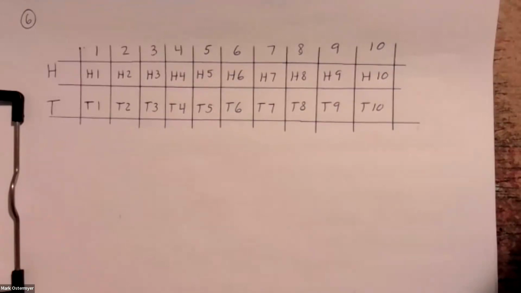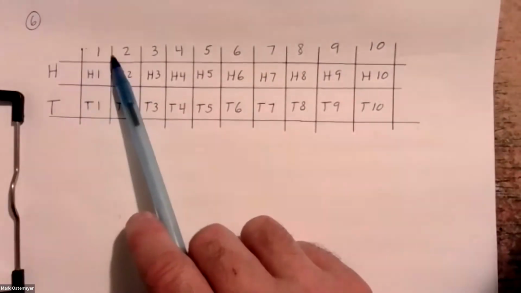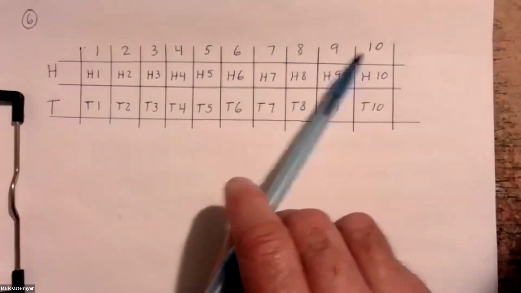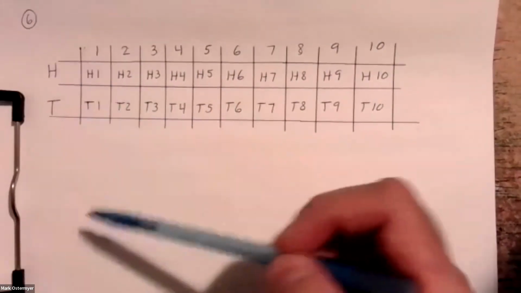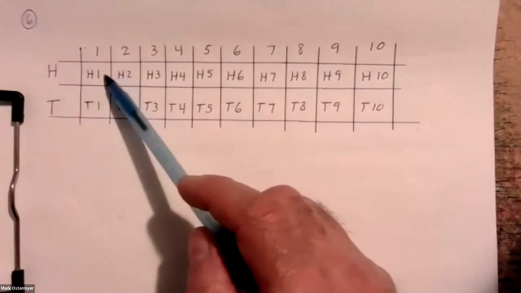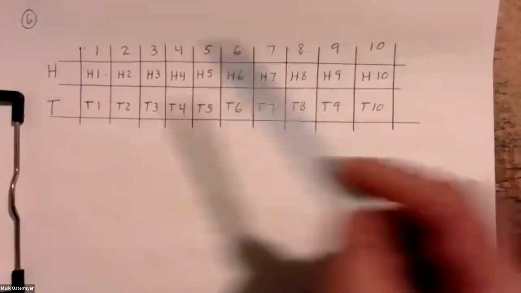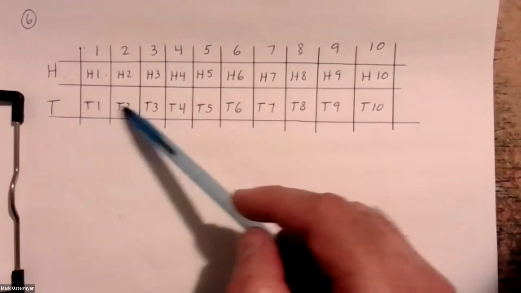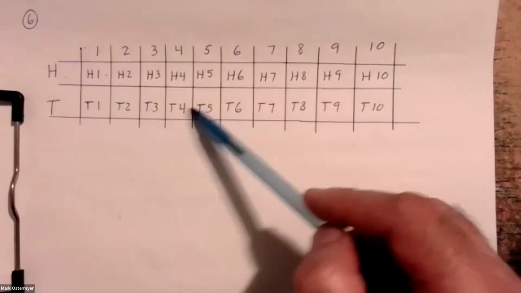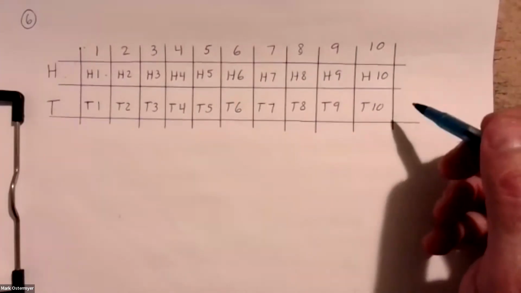So here's one possible way of building the table, not the only way. I have the outcomes from rolling the 10-sided die, and the rows are my outcome of flipping a coin. So you could flip a head and roll a 1, flip a head, roll a 2, a 3, a 4, etc. Flip a tail and roll a 1, a tail and a 2, a tail and a 3, tail and a 4, etc. All right, so there are 20 outcomes.